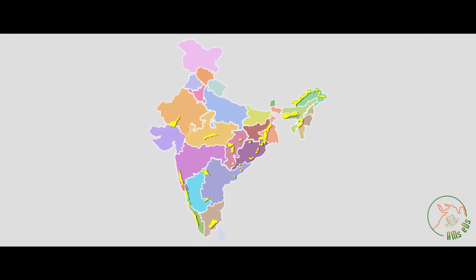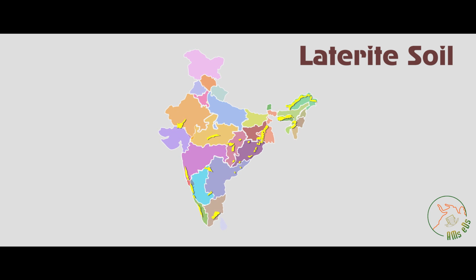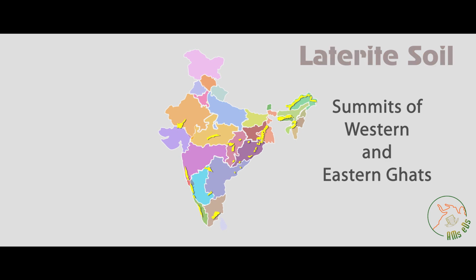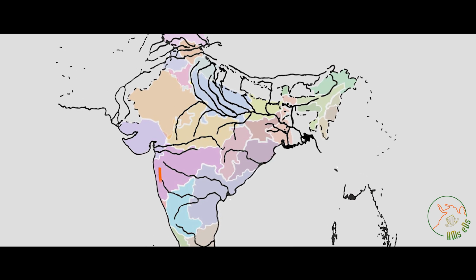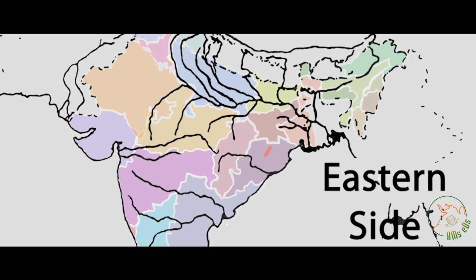Lastly, we will mark the laterite soil, which is mainly found on the summits of the western and eastern Ghats. As the summits or top portions are narrow, we mark the soil in thin strips or even small patches. Both ways can be used. If you are asked to shade a region with laterite soil on the eastern side, you can mark it on the Eastern Ghats or like this, a small patch.